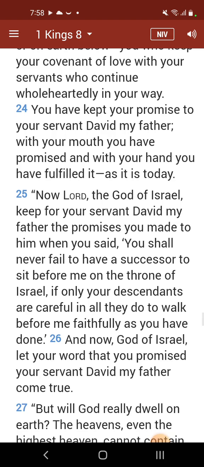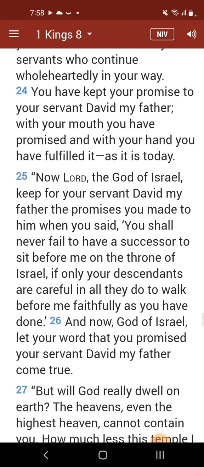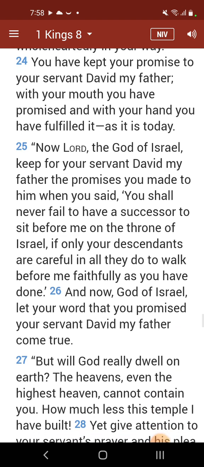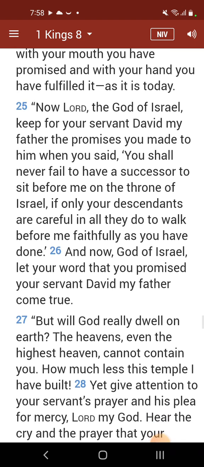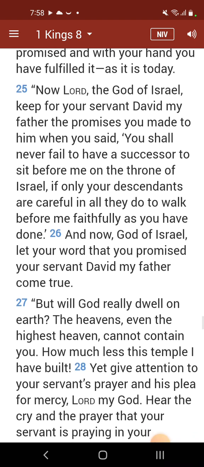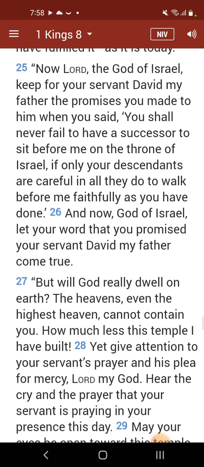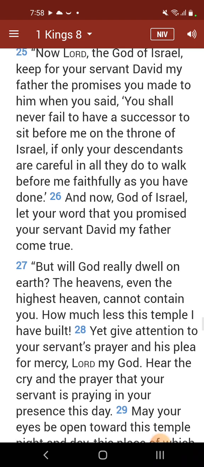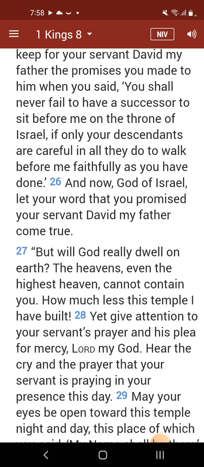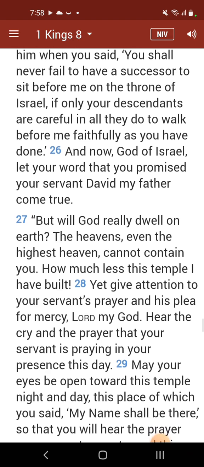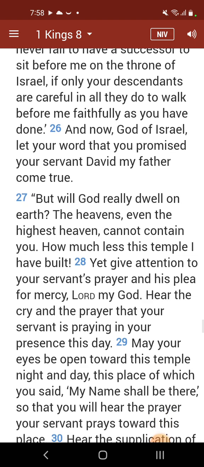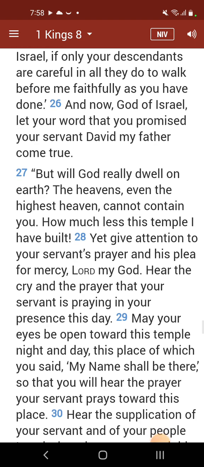Now, Lord, the God of Israel, keep for your servant David, my father, the promises you made to him when you said, 'You shall never fail to have a successor to sit before me on the throne of Israel, if only your descendants are careful in all they do to walk before me faithfully as you have done.' And now, God of Israel, let your word that you promised your servant David, my father, come true.